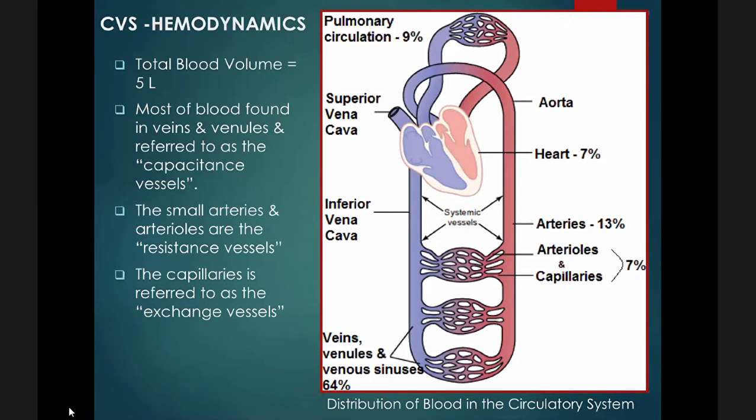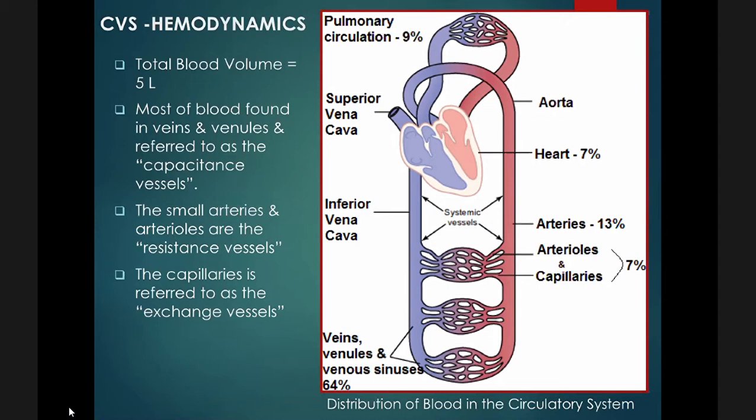So 5 liters lang. Now, in that 5 liters, 84% is in the systemic circulation and 16% is in the pulmonary circulation and in the heart. So sa 16% na yon, 9% is in the pulmonary circulation, 7% in the heart. So kung titingnan nyo, konti lang talaga yung blood na nasa loob ng heart. Pinakamaraming blood is in here, in the veins, venules, and venous sinuses, about 64%. Kaya nga tinatawag silang capacitance vessels. Later, we will talk about bakit sila merong capacity to contain blood.